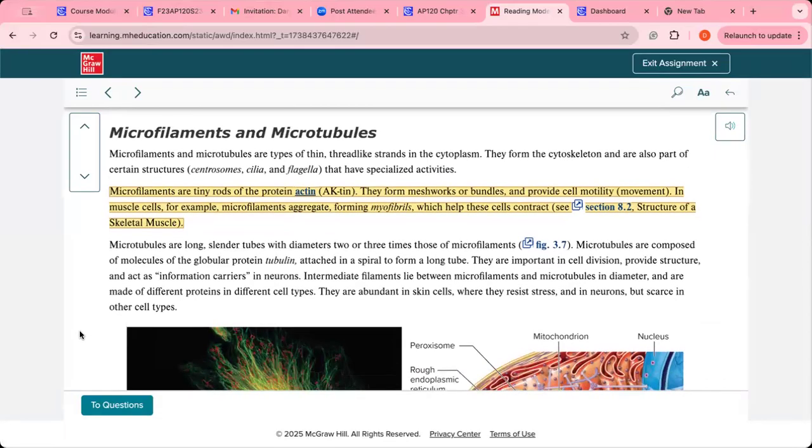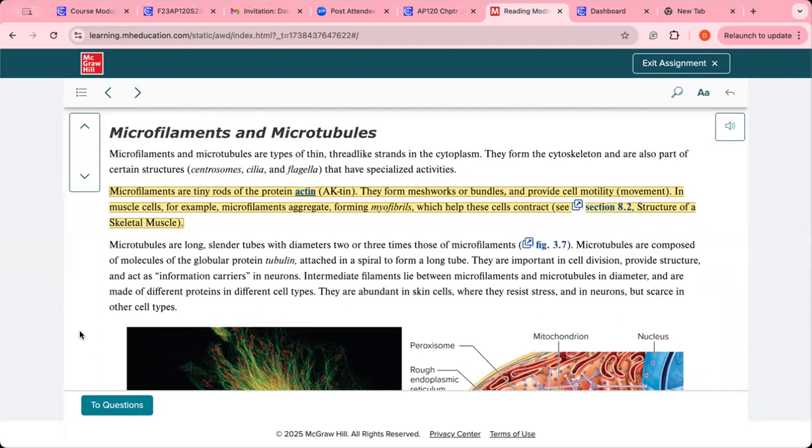Microfilaments and microtubules are types of thin, thread-like strands in the cytoplasm. They form the cytoskeleton and are also part of certain structures such as centrosomes, cilia, and flagella that have specialized activities. Microfilaments are tiny rods of the protein actin. They form meshworks or bundles and provide cell movement. In muscle cells, for example, microfilaments aggregate.